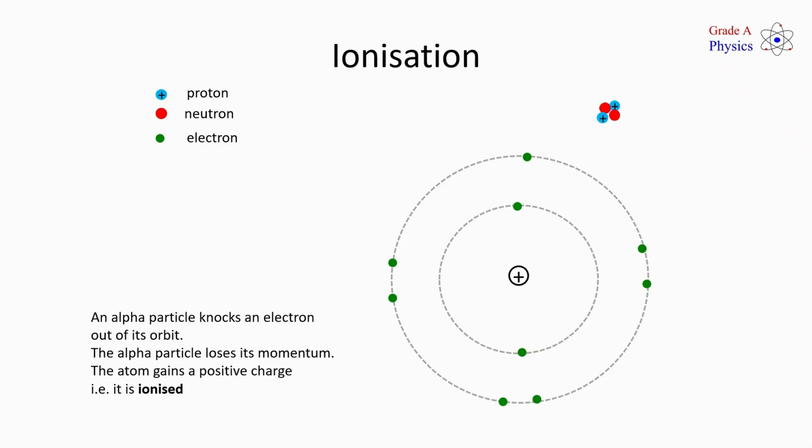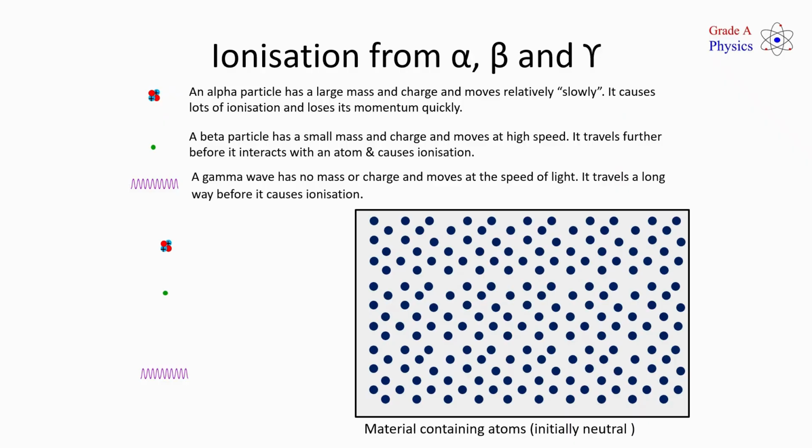Right, so what is the significance of this with alpha, beta and gamma? As I'm sure you know, alpha, as we've just said, is made of 2 protons and 2 neutrons. A beta particle is just a fast-moving electron, and a gamma wave is just a wave of electromagnetic radiation. So we need to think about how each of these 3 types of radiation interacts with matter, how much ionization each one causes, and how that affects the range of each.